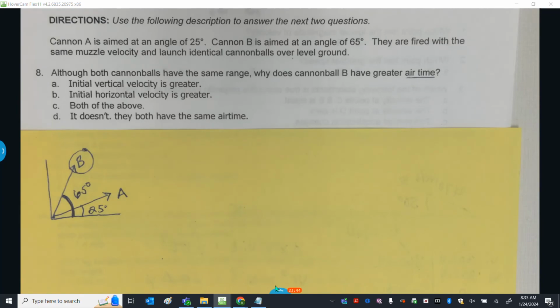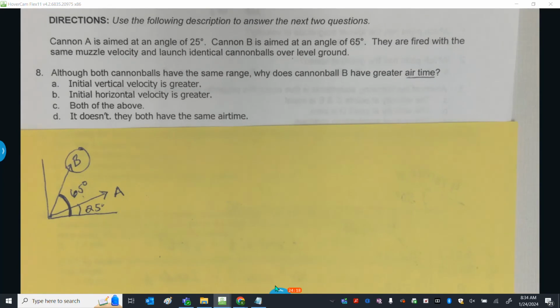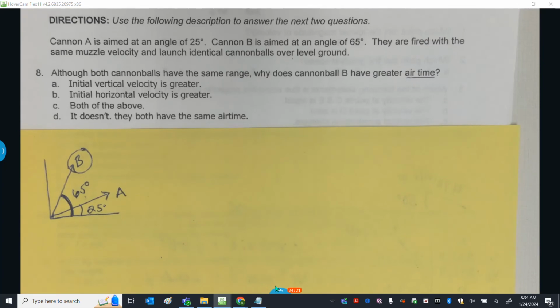Okay, and so question 8 says, although both cannonballs have the same range, why does cannonball B have greater air time? And I was nice and I told you, hey, these have the same range, which they do. We talked about that previously as well. If you don't remember, I told you that you get the greatest range at 45 degrees. That's the greatest range that you can get. But if you are the same number of degrees away from 45, which these are, 65 is 20 degrees larger than 45, 25 is 20 degrees smaller than 45, they're the same distance away, you're going to get the same range. Okay, but that doesn't mean you get the same air time.